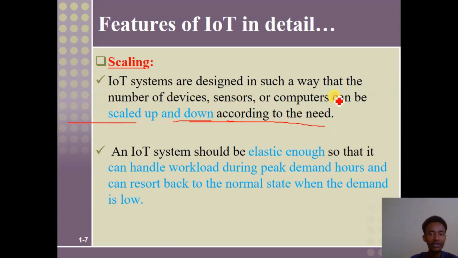IoT systems are designed in such a way that different numbers of devices, sensors, and computers are capable of scaling up and scaling down. And they are elastic enough that they can handle different workloads during peak demand hours.